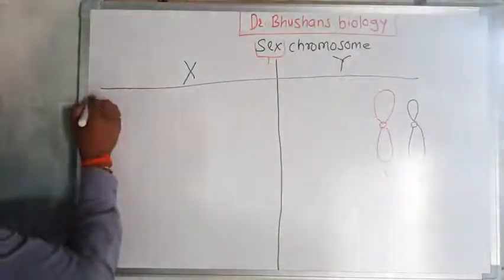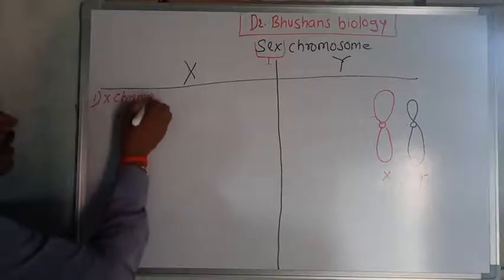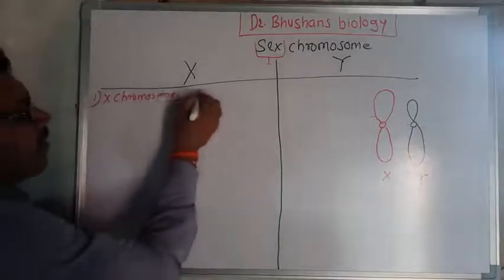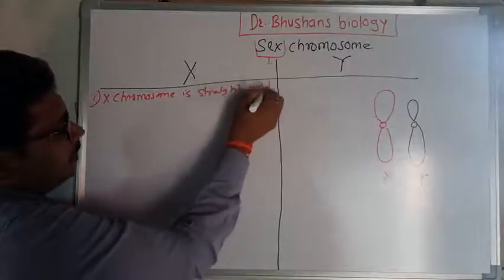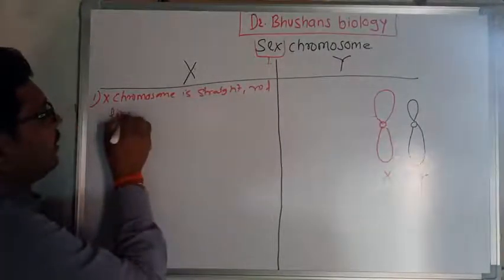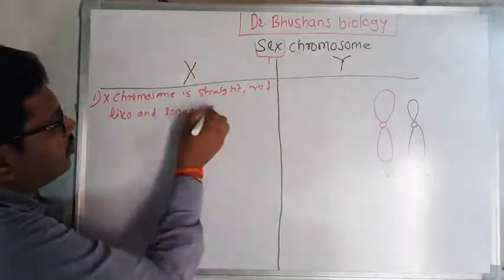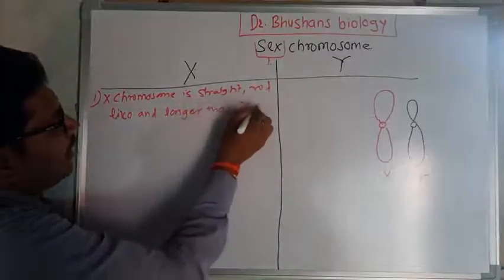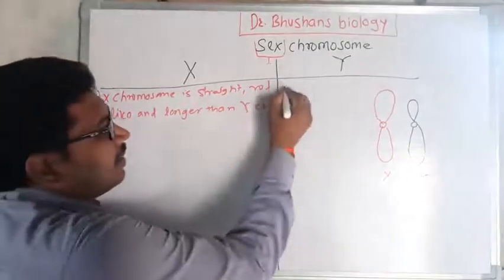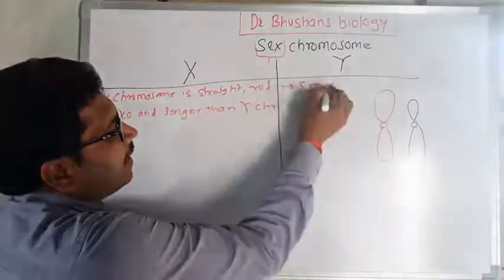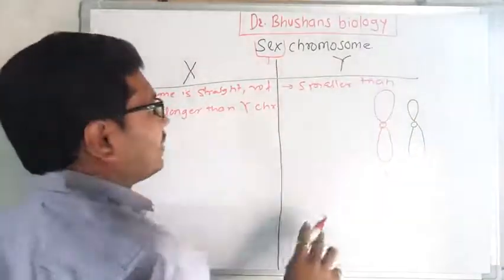So the first point is the X chromosome is straight, rod like and longer than the Y chromosome. What about the Y chromosome? It's smaller than the X chromosome.